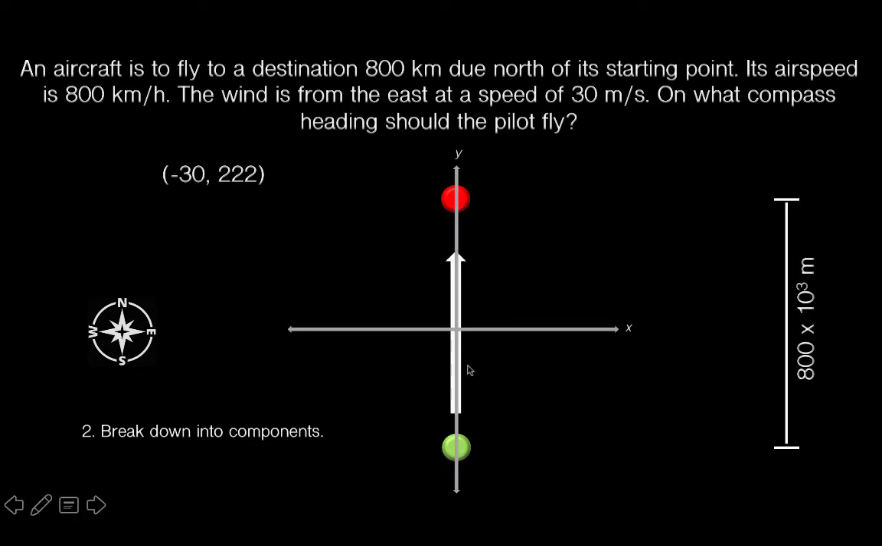Now, if we were to add these vectors visually, here's what it would look like. Here's the aircraft, here's the wind, and here's the resultant vector. And this makes sense because in component form, notice we have a negative value for x, positive value for y. The resultant vector is in the negative x direction, and it's pointing in the positive y direction.